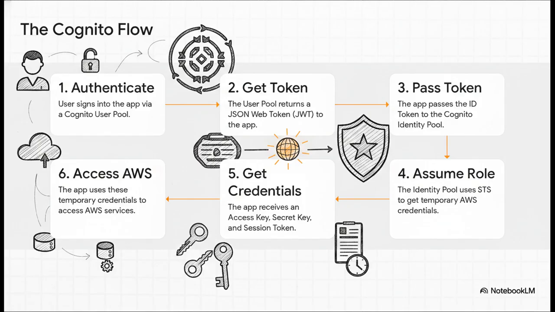Fifth, your app gets those credentials back. And finally, step 6, your app can now use those keys to talk directly to other AWS services like S3 or DynamoDB with exactly the permissions you defined.